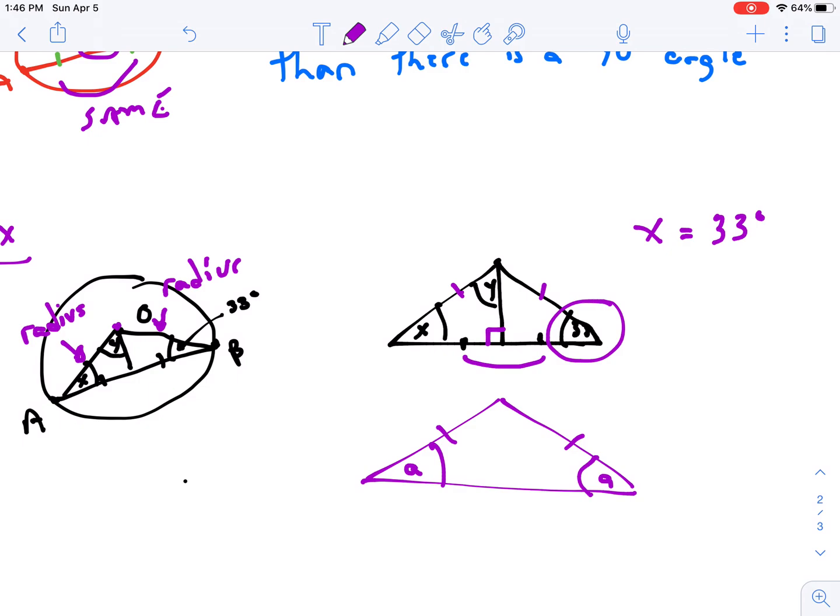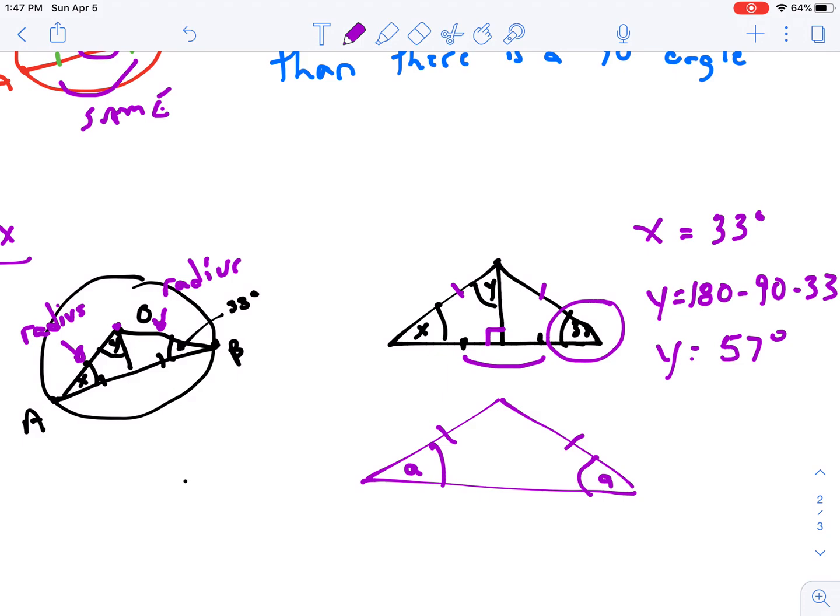So I can say Y is going to equal 180, take away my 90 degrees, and take away that 33 degrees from my X. So I can actually solve this and have an answer. 180 minus 90 is 90. 90 minus 33, well, I'm going to go 90 minus 30 is 60, and take 3 more away. And I'm going to get 57 degrees. So I can say Y is equal to 57 degrees.